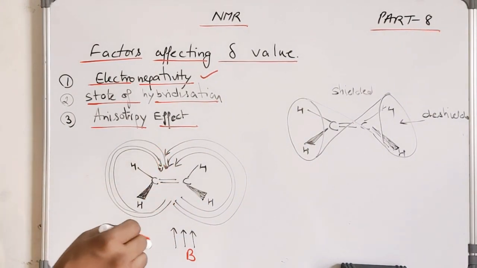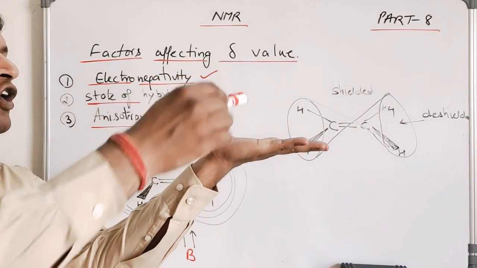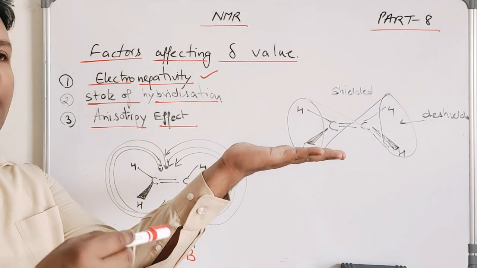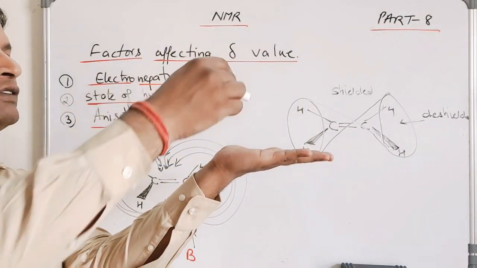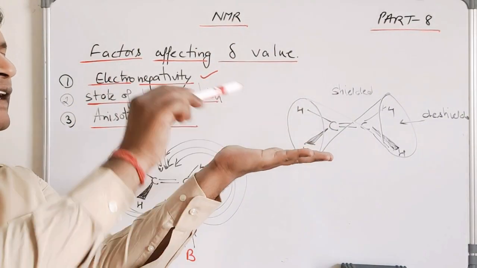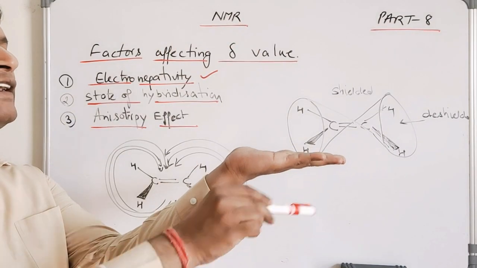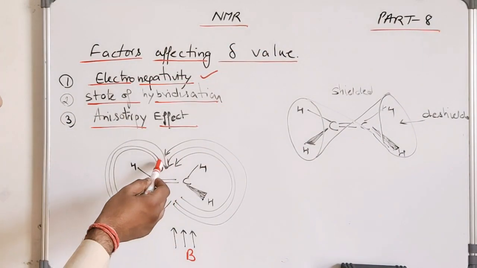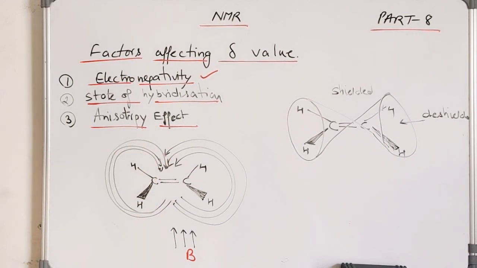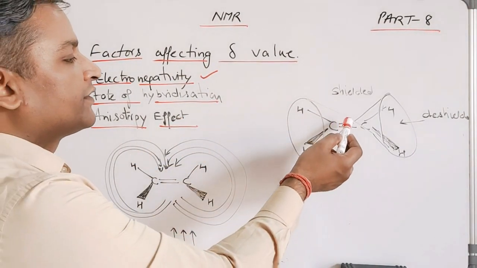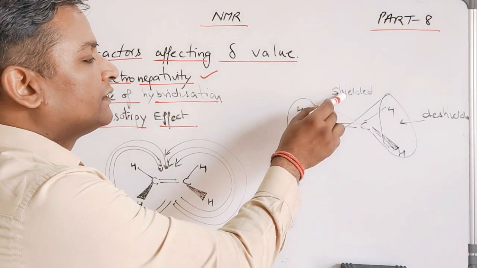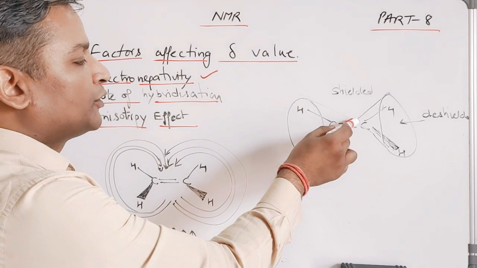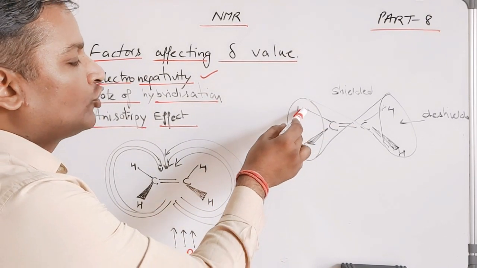The above cloud of pi electrons and the lower cloud of pi electrons start circulating. I repeat again, the above cloud of electrons and lower cloud of electrons start circulating around this alkene molecule, as I am showing here. They start circulating around the molecule and generate a type of cone. I can say this is a cone. After circulation, the protons which are found in the cones are found to be de-shielded.